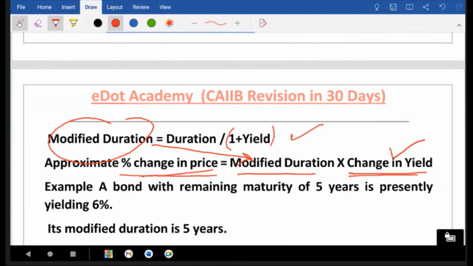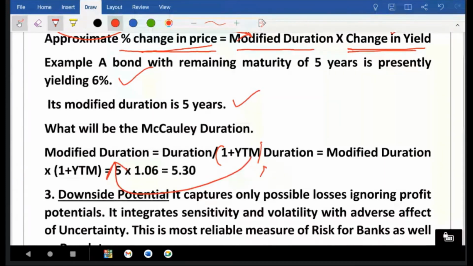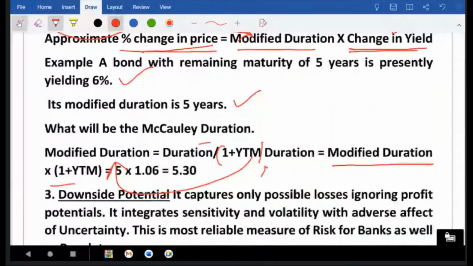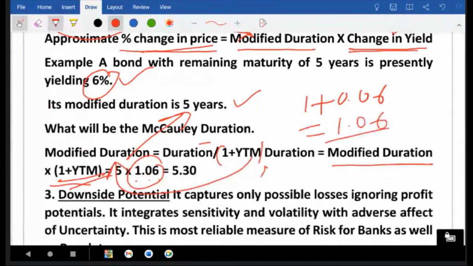We'll take one example here. A bond with remaining maturity of 5 years is presently yielding 6%. Its modified duration is 5 years. What will be the duration? The formula of modified duration is duration divided by 1 plus YTM. Bringing YTM to the other side, duration is modified duration into 1 plus YTM. So 5 years modified duration, multiply by 1.06 because it's 6%, and you get 5.30.